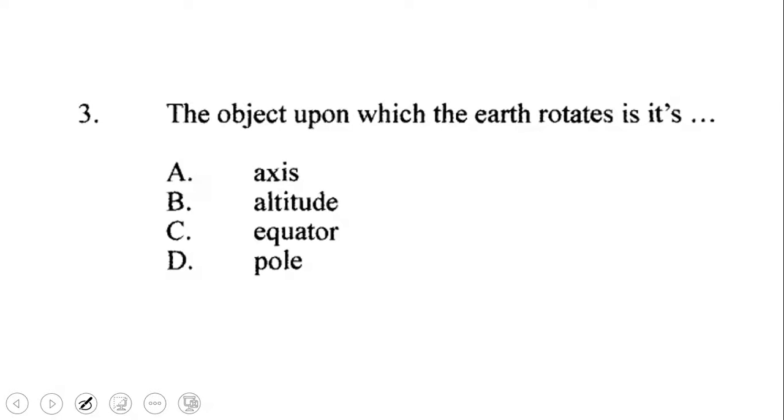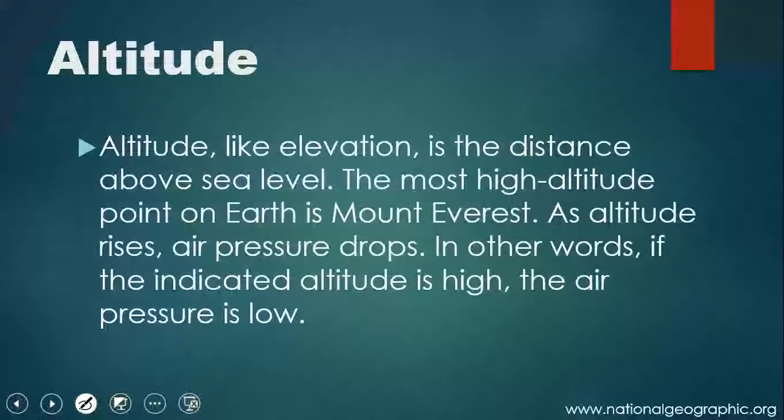Let's consider some definitions. What is altitude? Altitude, like elevation, is the distance above sea level. The highest altitude point on Earth is Mount Everest. As altitude rises, air pressure drops. In other words, if the indicated altitude is high, the air pressure is low.